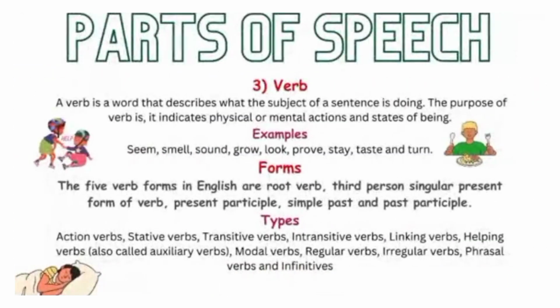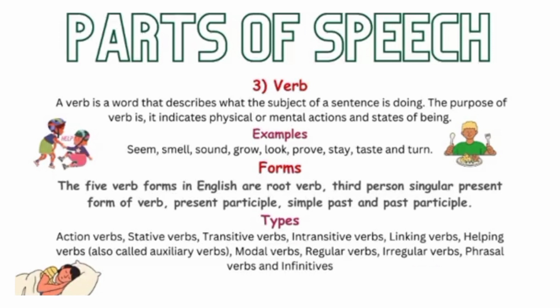Third is verb. A verb is a word that describes what the subject of a sentence is doing. The purpose of verb is it indicates physical or mental actions and states of being. For example, seem, smell, sound, grow, look, prove, stay, taste, and turn.